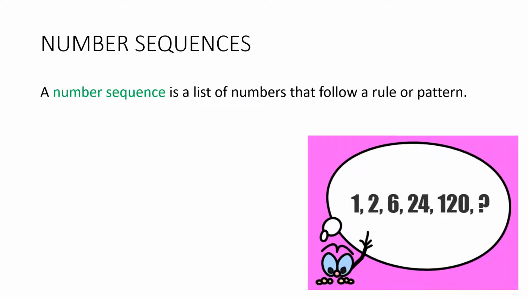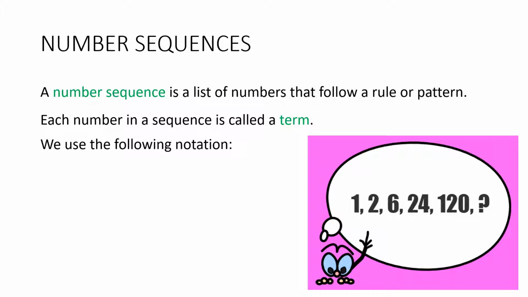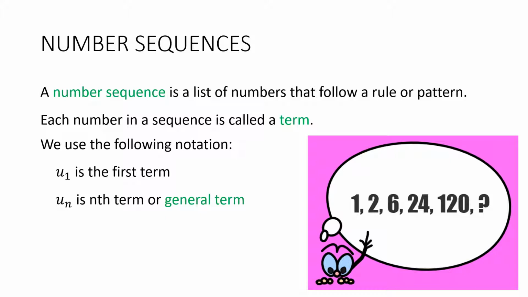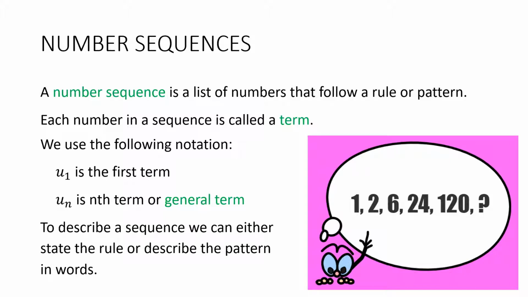So a number sequence is a list of numbers that follow a rule or a pattern, and each number in the sequence is called a term. And we use the following notation. So U1 is the first term, Un is the nth term or general term. And if we describe a sequence, we can either state the rule or describe the pattern in words.